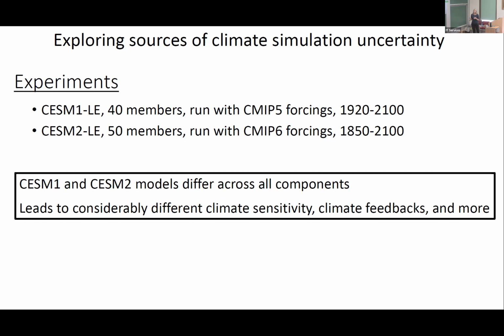So the experiments I have are, again, the CESM1 large ensemble. There's 40 members. It's run with the CMIP5 forcings from 1920 to 2100. The CESM2 large ensemble, which has 50 members, run with CMIP6 forcings for the 1850 to 2100 time period. So I'm just going to be looking at this period of overlap from 1920 to 2100. Now, these are from the same model family, the CESM, but the models are considerably different. They differ across all components, the atmosphere, ocean, land, sea ice, and they have considerably different climate sensitivity, climate feedbacks, et cetera. So they're quite different models.